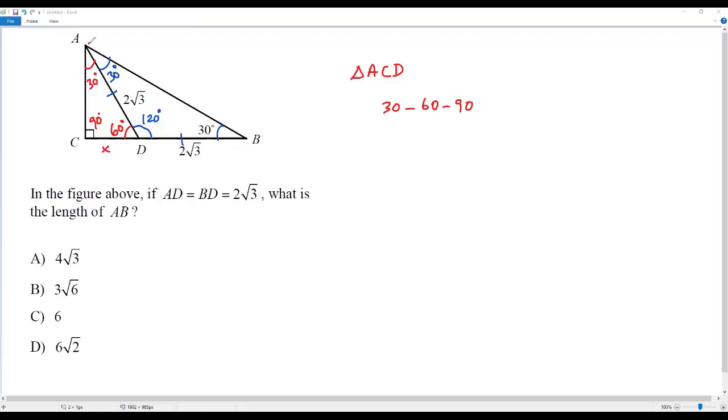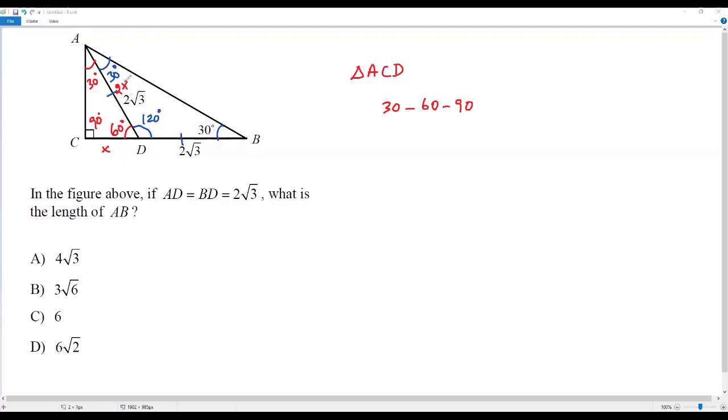So the hypotenuse is AD. The hypotenuse is the side of the right triangle which is opposite to the 90 degree angle. So here AD is the hypotenuse, and the length of AD is 2 times X, that is 2 times the length of the shortest leg CD. But we already have the length of the hypotenuse AD, that is 2 times square root of 3.